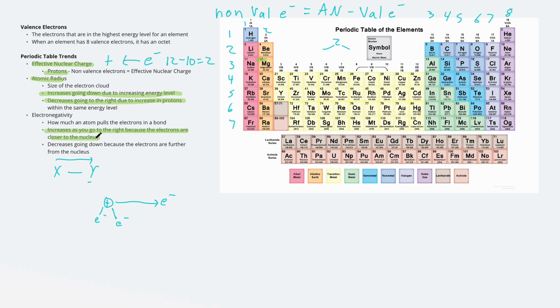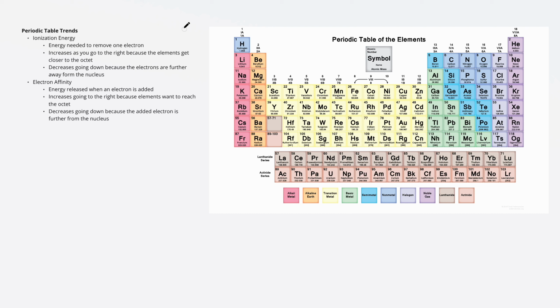The next two trends we'll look at have to do with the elements trying to achieve the octet. So if you need to understand the octet, just go back to that part of the video before you look at these two trends. The first one is the ionization energy, and this is how much energy we need to remove one electron from an element. Elements will do things to try to obtain an octet, and sometimes that can be losing an electron.